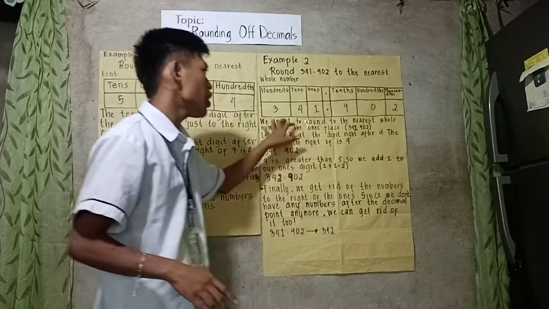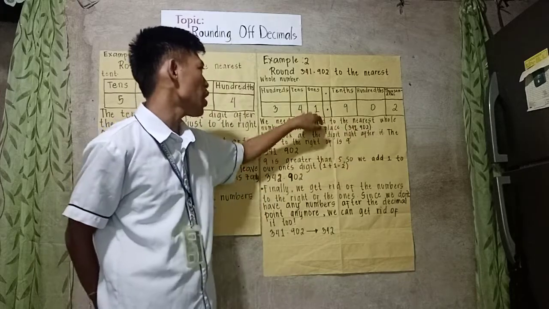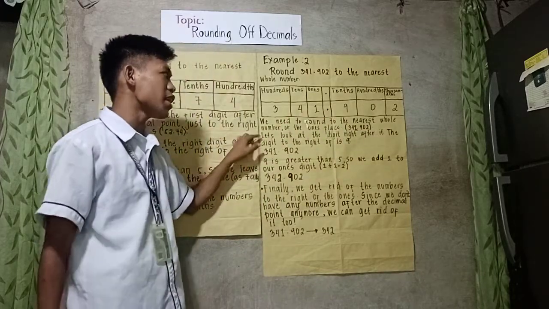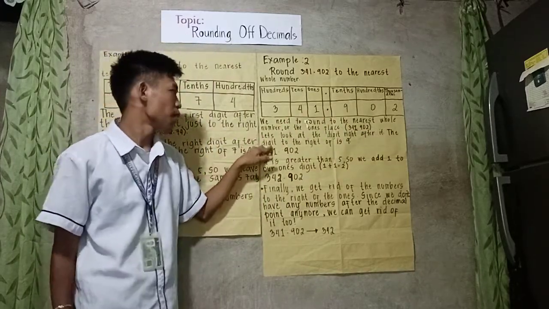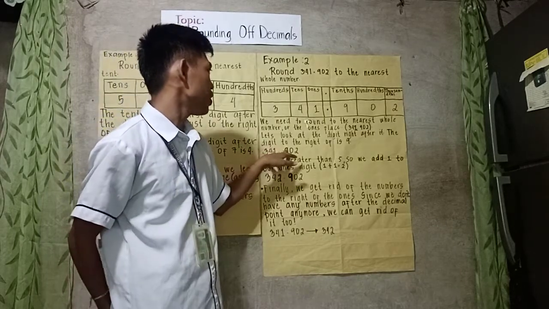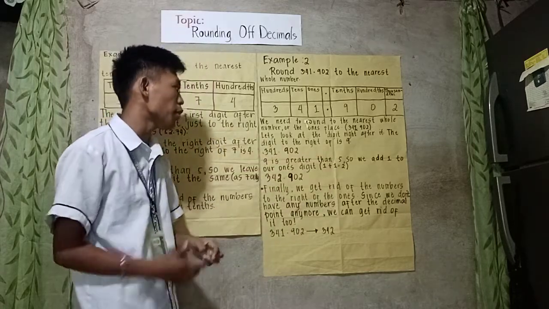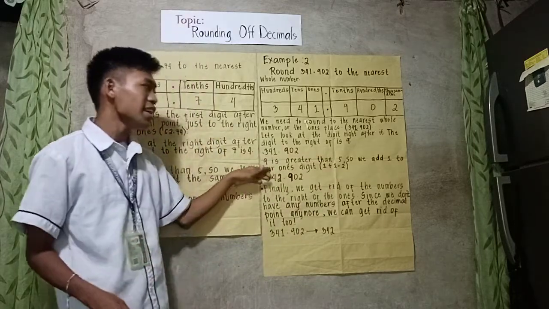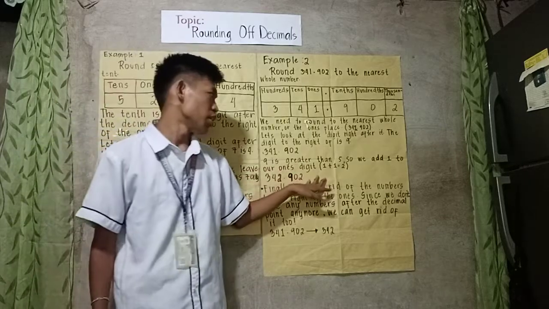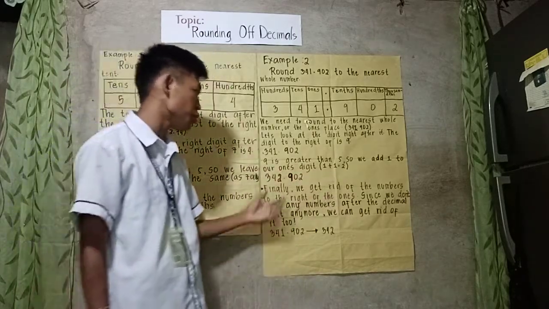So we have here 341.902. We have 1 as ones. Let's look at the digit right after it. The digit to the right of the decimal point is 9. So we have here 341.902. 9 is greater than 5, so we add 1 to our ones digit. 1 plus 1 equals 2.